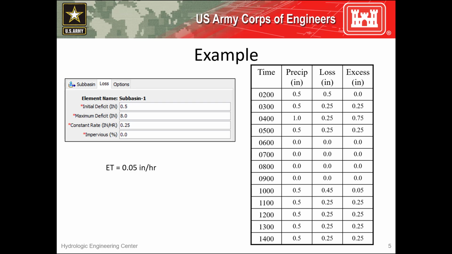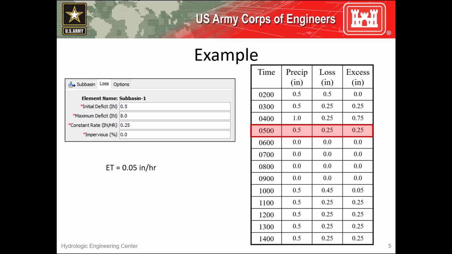Now let's step through an example computation. In the first time step, half an inch of precipitation is lost to satisfy the initial deficit. In the next time step, another half inch of precipitation fell, and 0.25 inches of constant loss is applied, resulting in 0.25 inches of excess. In the next time step, 1 inch of precipitation fell, 0.25 inches of constant loss is applied, and 0.75 inches of excess results. In the next time step, a half inch of total precipitation fell, 0.25 inches of constant loss is applied, and 0.25 inches of excess results.